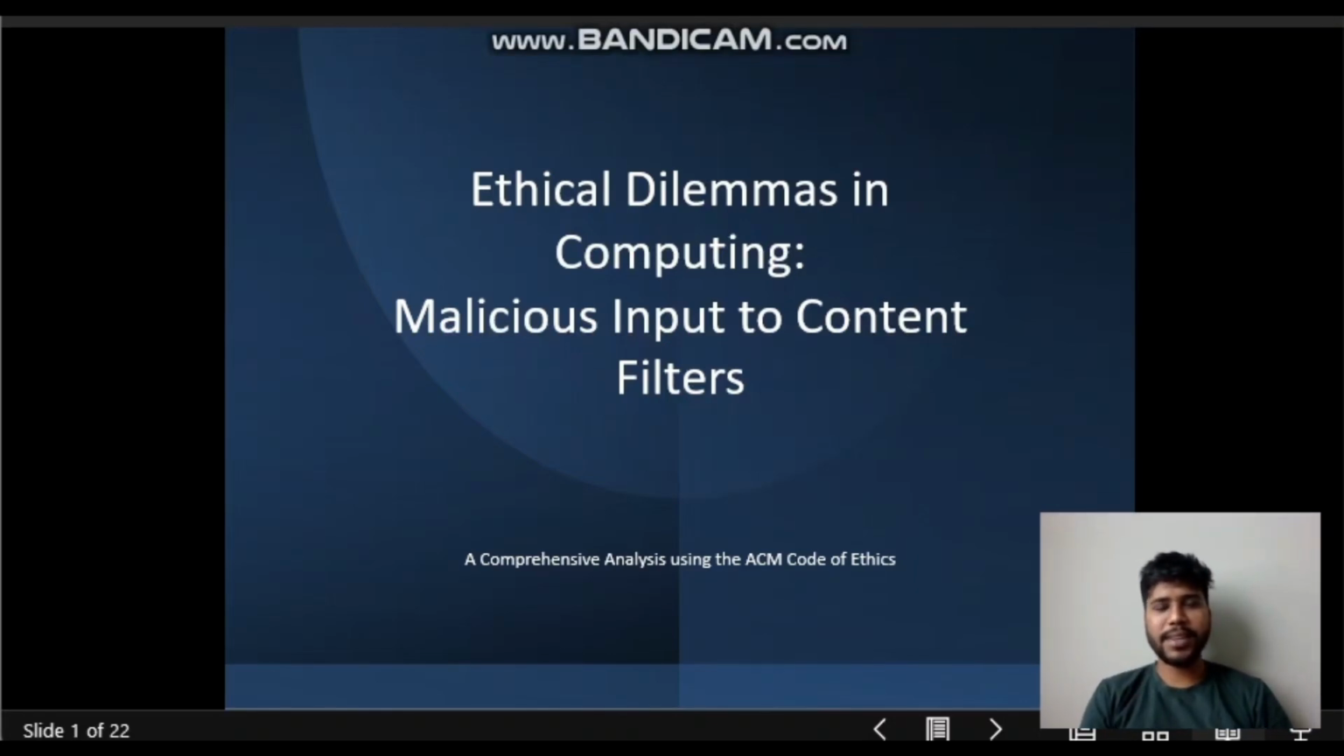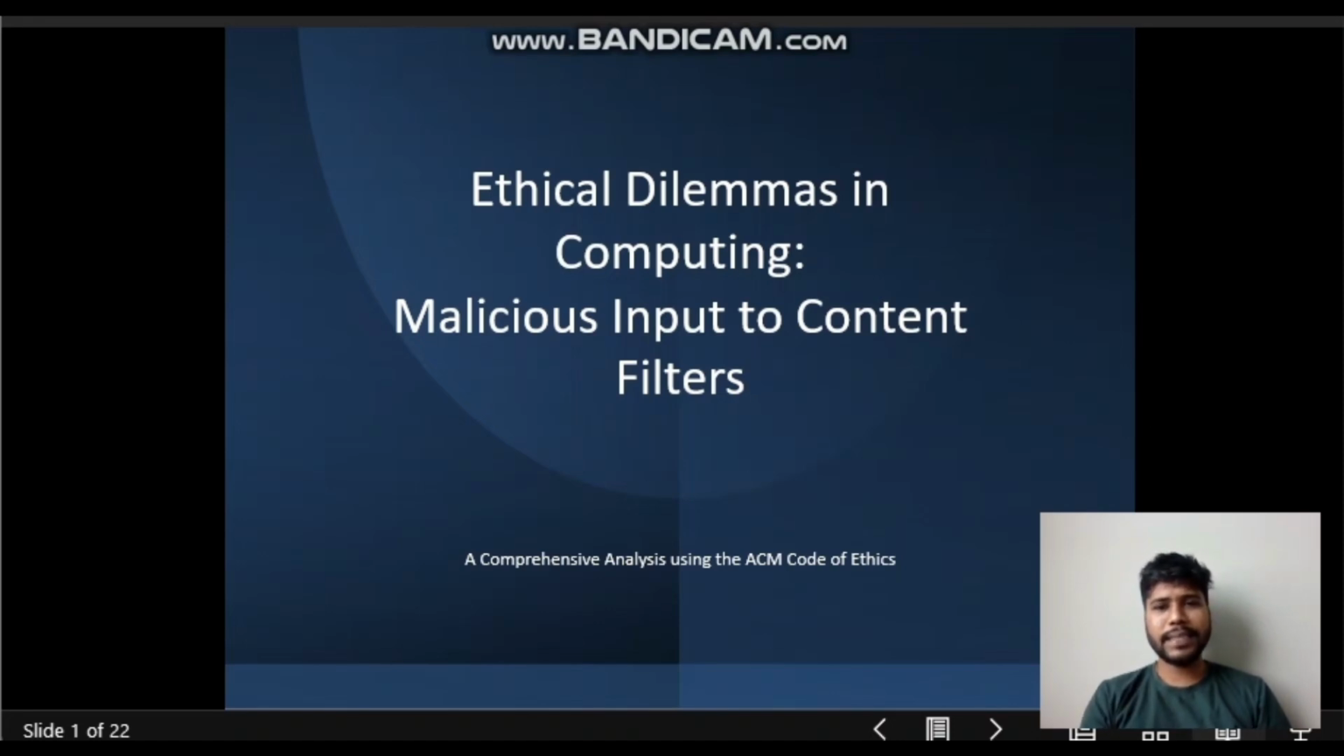My name is Harshil, and today we are going to explore a critical ethical dilemma in modern computing: how automated systems designed to protect us can inadvertently harm us. Specifically, we'll dissect a case study, malicious input to content filter, from the ACM Code of Ethics.